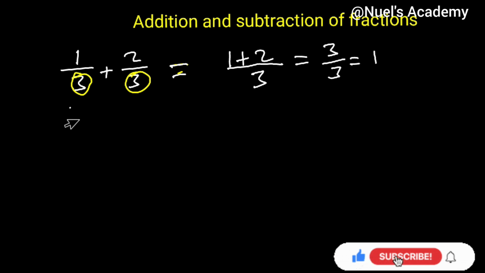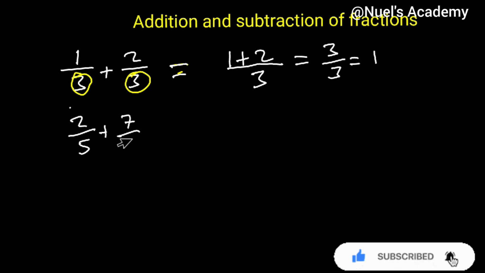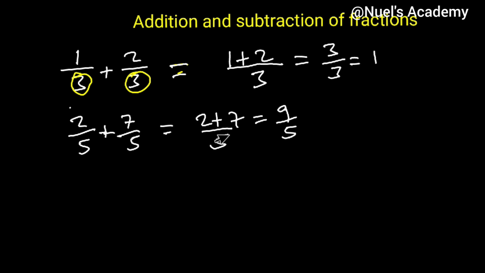So let's assume we are given 2 over 5 plus 7 over 5. Then we're asked to add these fractions. So we're going to pick one of the denominators. Remember, they are common denominators, so it's going to be 5. Then we're going to add the numerators. It's going to be 2 plus 7, which is equal to 9 over 5. So this is the final answer.